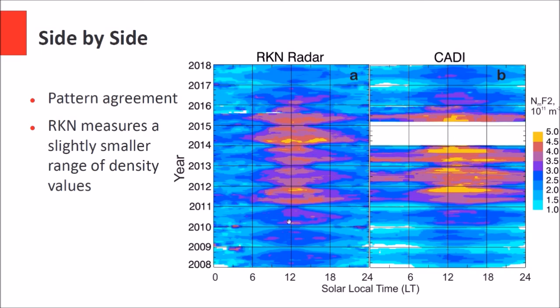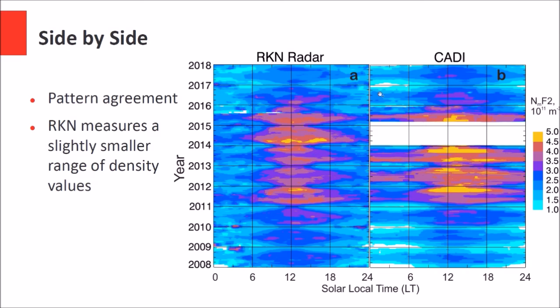We can see that both instruments agree on a trend of increasing densities towards noon. And especially in the equinoxes, we can see lower densities towards nighttime and during winter. Now, one conclusion we can draw from these plots that was not immediately obvious before is that Rankine radar has a smaller range of measurable density values.